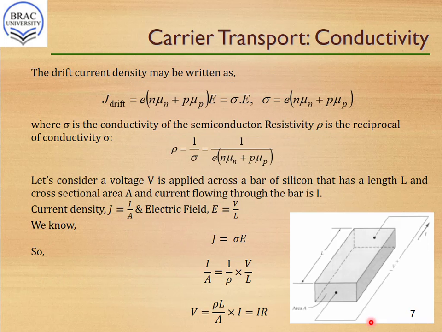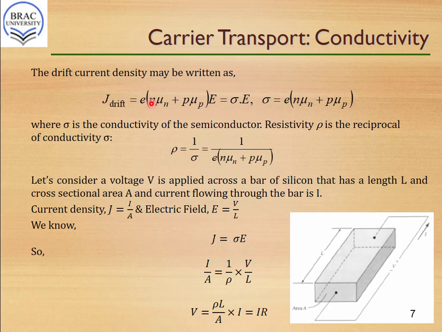The drift current density was J drift equal to E multiplied by (N mu N plus P mu P) multiplied by E. This whole term, E multiplied by (N mu N plus P mu P), is incorporated in a single term, that is sigma. So J drift is essentially sigma E, where sigma is obviously this value. This sigma is considered the conductivity of the semiconductor.